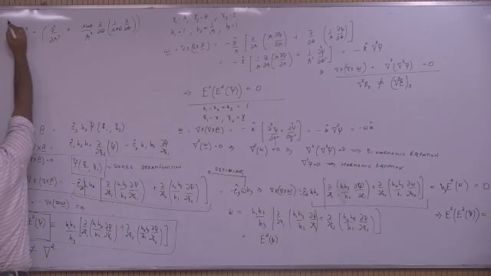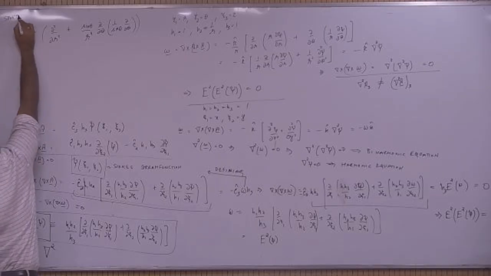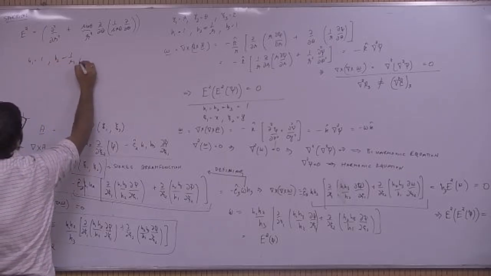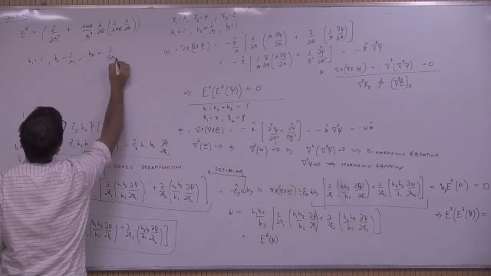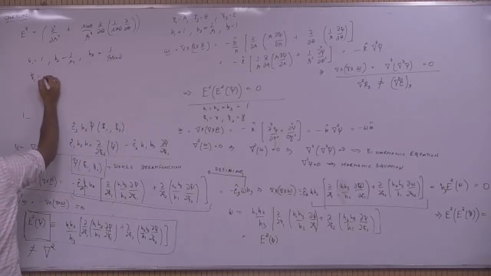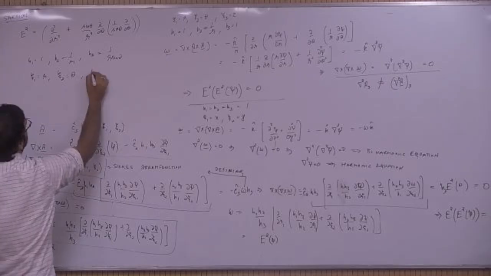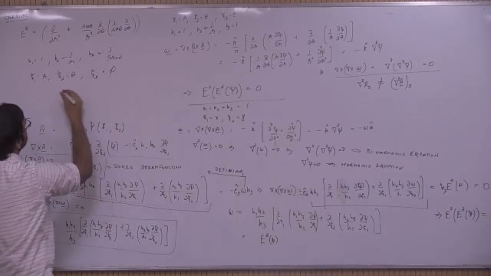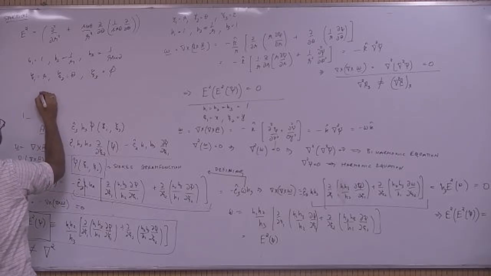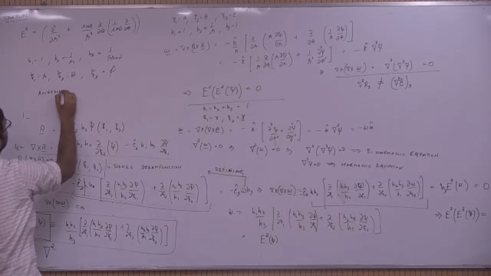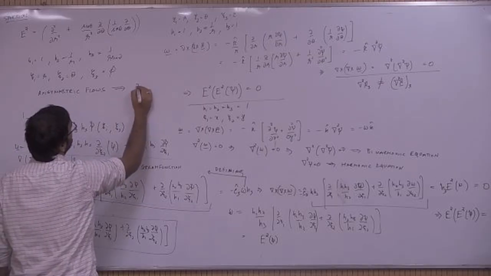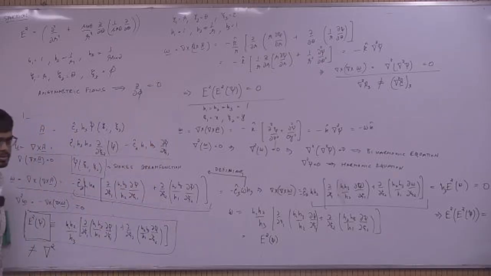Basically in spherical coordinates, so this is spherical, h1 is 1, h2 is 1 by r, and h3 is actually 1 by r sine theta. Okay, and your c1 is r, c2 is theta, and c3 is your azimuthal angle phi. So whenever we have axisymmetric flows, so in spherical axisymmetric flows, it means that del by del phi is 0 in spherical coordinates. There won't be any variation in the phi direction.